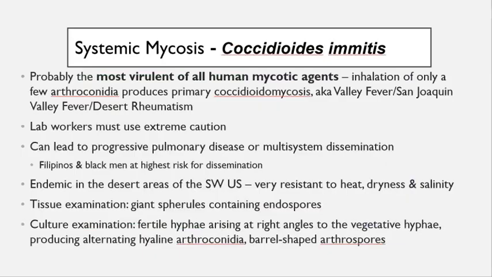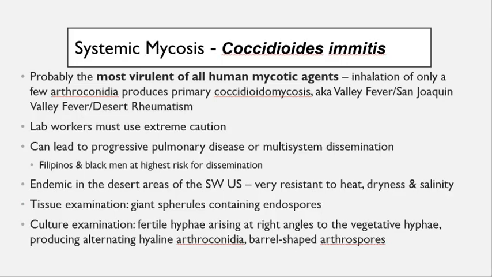The next species is Coccidioides immitis. This species is probably the most virulent, or most severe or harmful, of all the human mycotic agents. Inhalation of only a few arthroconidia can produce primary coccidioidomycosis. It's also known as valley fever, San Joaquin Valley fever, or desert rheumatism. Laboratory workers have to be really cautious when working with suspected samples.